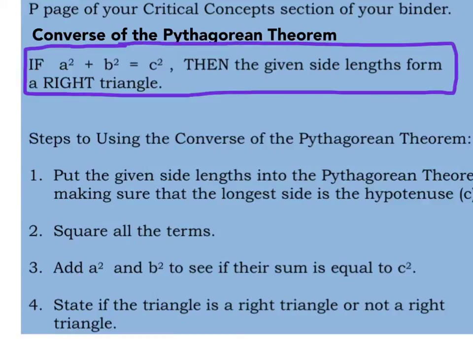After you're done, you're going to want to write the steps to using the converse of the Pythagorean theorem. Pause the video while you jot these things into your notes. Basically, the converse of the Pythagorean theorem will allow us to check if three given sides of a triangle actually form a right triangle or not.